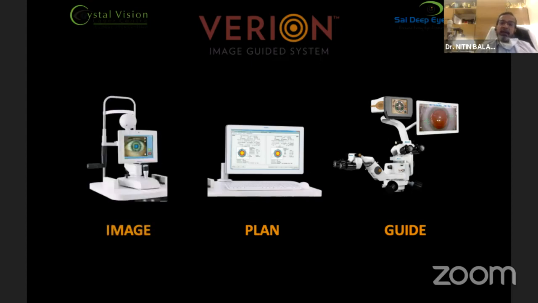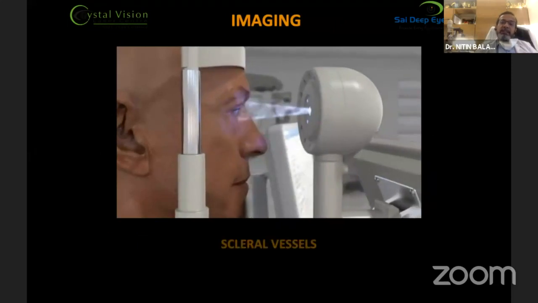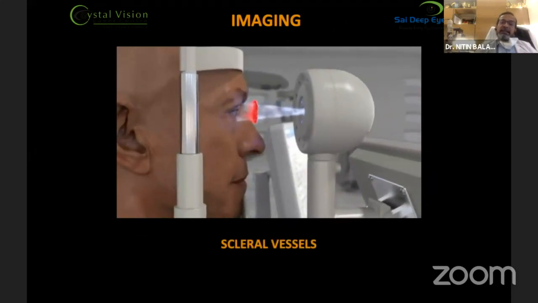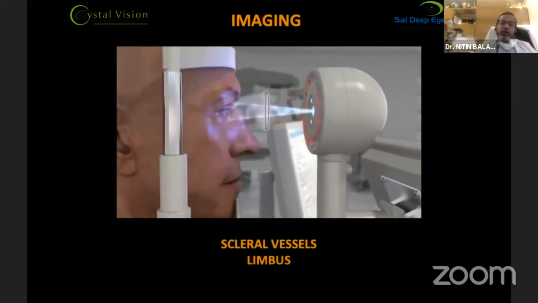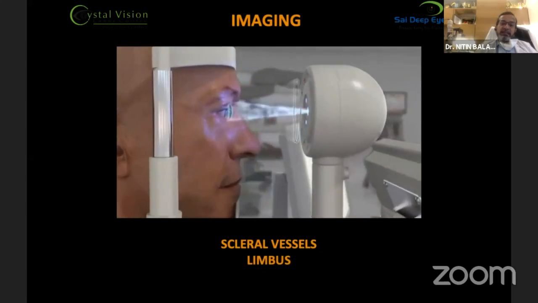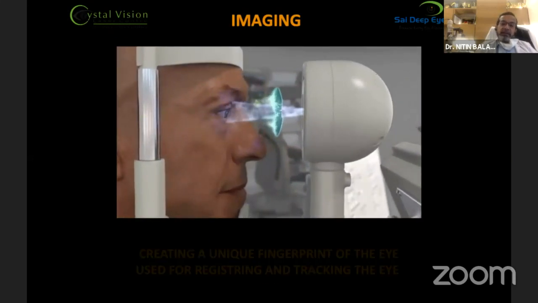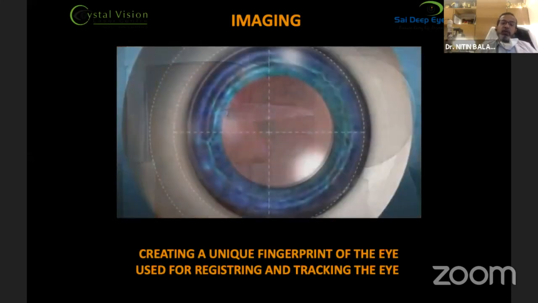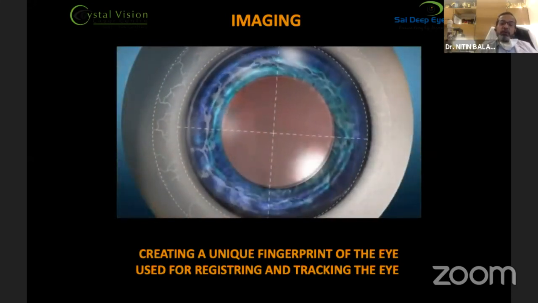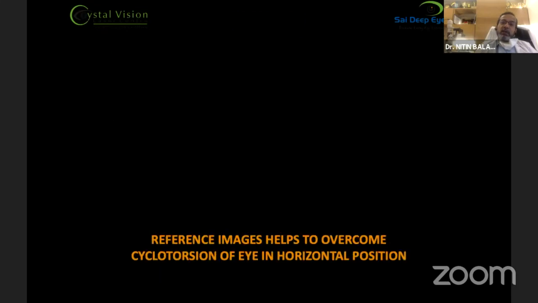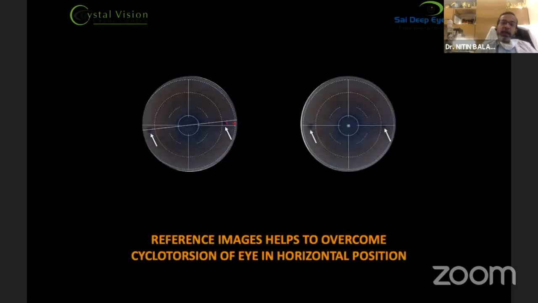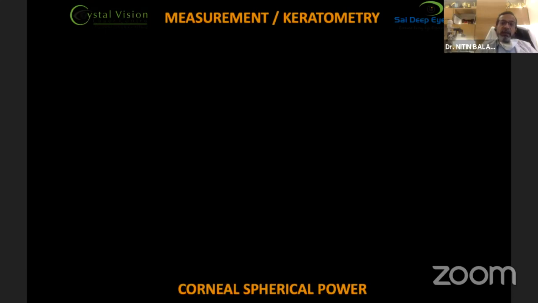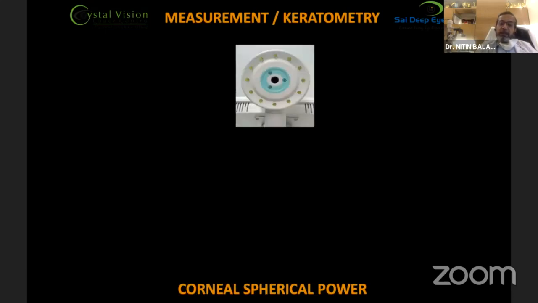Now, in the image acquisition, what happens is the measuring unit measures the scleral vessel. It takes a high definition photograph of the scleral vessel, the limbus, and of the iris. Now, this creates a unique fingerprint of the eye, which is used for registering and tracking the eye during the surgery. And this will also help us prevent any errors due to cyclotorsion which occur when the patient moves from a sitting position into a horizontal position. It also measures the corneal spherical power.